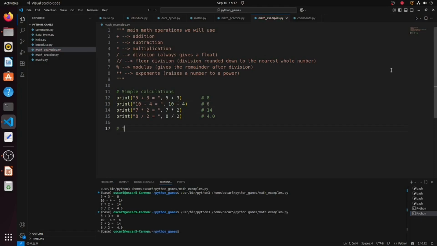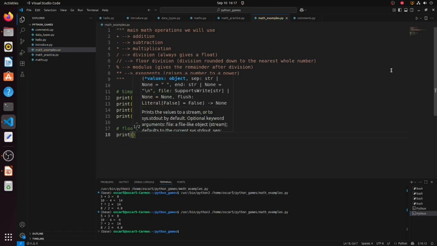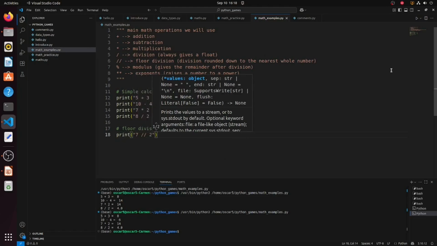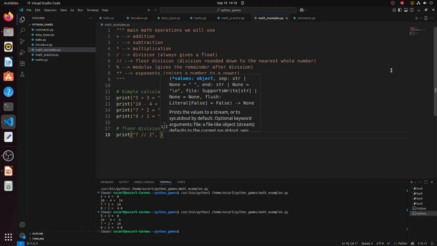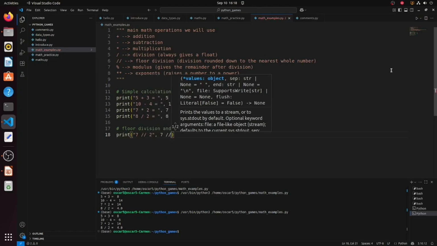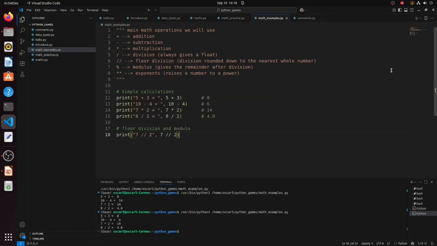Next, we're going to learn two special kinds of division in Python: floor division and modulo. Let's start with this line, print(7 // 2). Notice there are two slashes here. That's called floor division. It means divide but only give the whole number part of the answer. So, 7 divided by 2 is 3.5. But since floor division rounds down, we just keep the 3. So Python will show 3 on the screen.